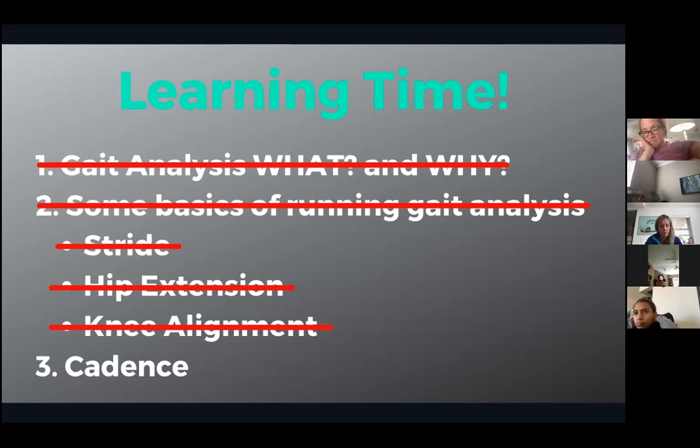All right, now that we've shown you guys some really important components of gait analysis, we want to show you something really practical and simple that you can use right away. And that's actually going to be about cadence. These are things that can decrease injury and improve efficiency. So Chris is going to teach you that.